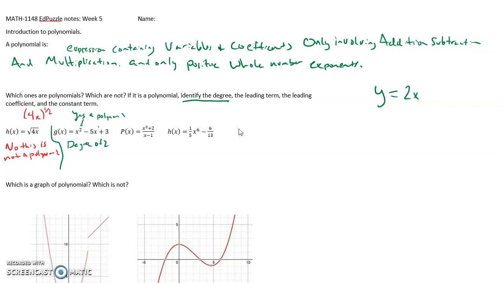The next thing we're looking for is the leading term. And the leading term is this whole term that is attached to the highest degree. So the leading term would be x squared. The leading coefficient is the number attached to the leading term, the coefficient attached. Well, we know there's a 1 in front of that, so the leading coefficient here would be 1.